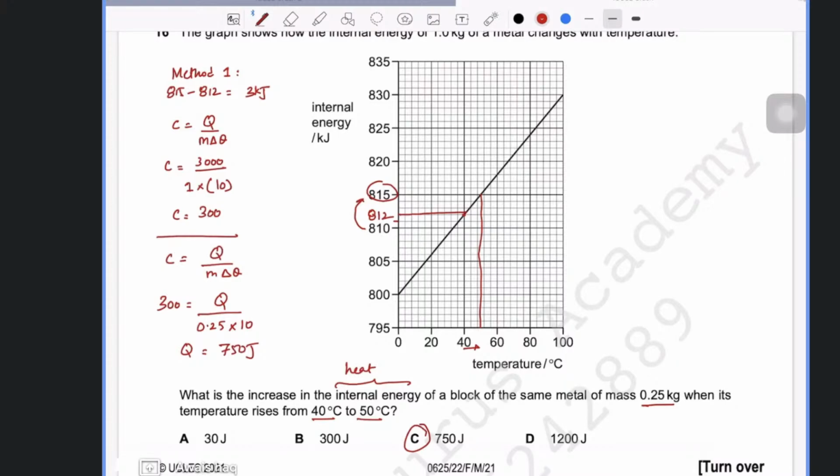For 1 kg of mass, you require 3000 joules. Then for 0.25 kg, how much do you require? You can cross multiply. So 0.25 of 3000 is 750. That's method 2. You can use the ratio. Whatever you like, you can do that. Alright, is it clear, everyone? Yes, sir. Okay, you can write this down, please.